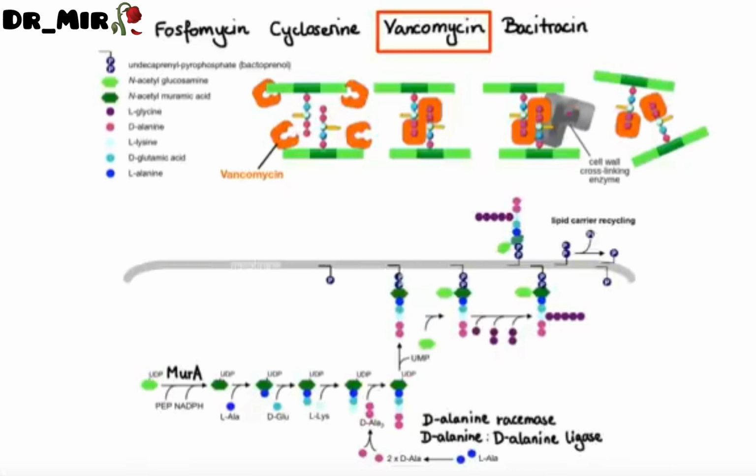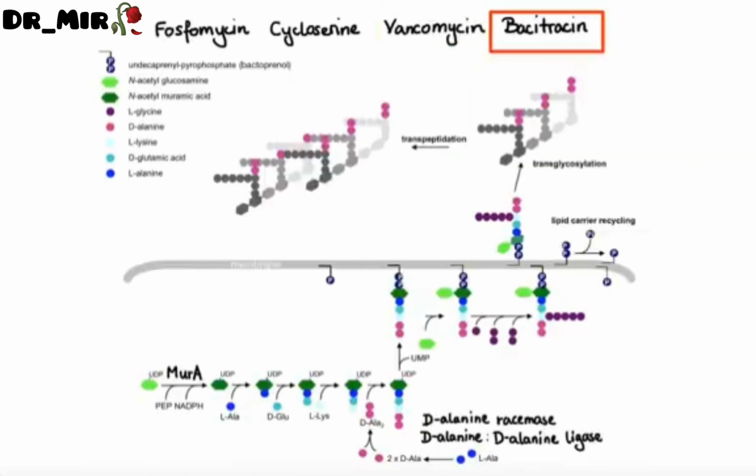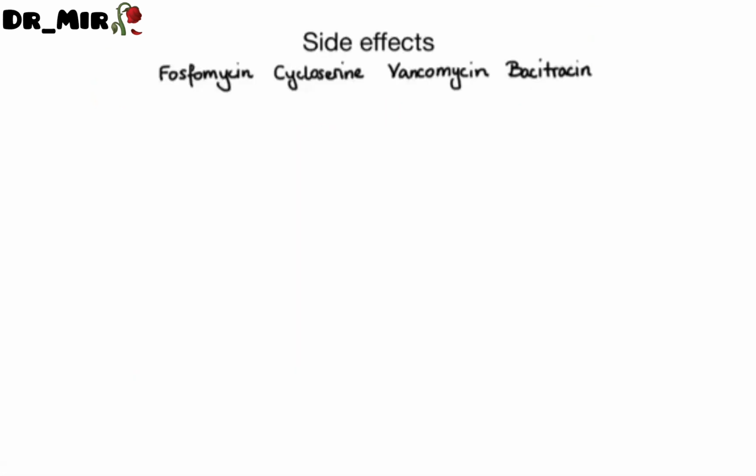Now let's move on to our last antibiotic, that is bacitracin, which comes into play at the very end of the synthetic process. Specifically, bacitracin works by binding to bactoprenol after it inserts the peptidoglycan into the growing cell wall. This in turn prevents the dephosphorylation of the transport protein, thus making it unable to regenerate and perform its job in construction of the cell wall. Now that we discussed the mechanism of action of these antibiotics, let's briefly discuss their side effects.